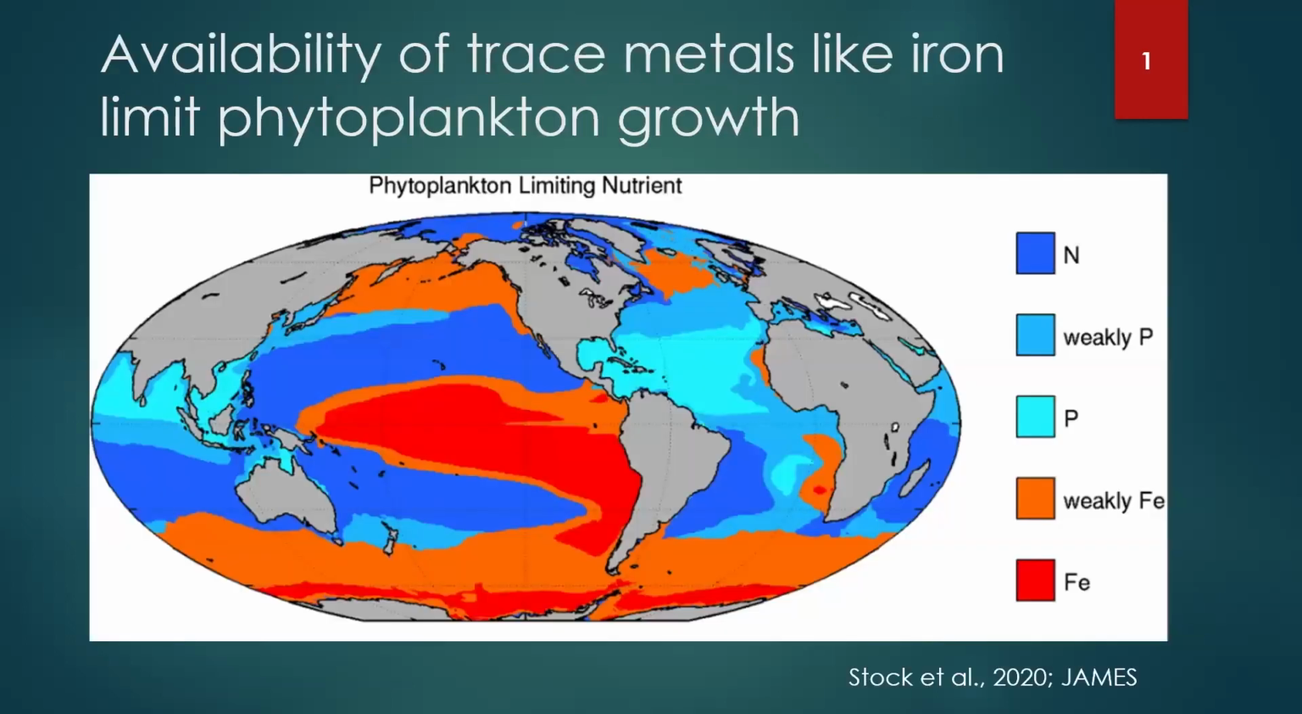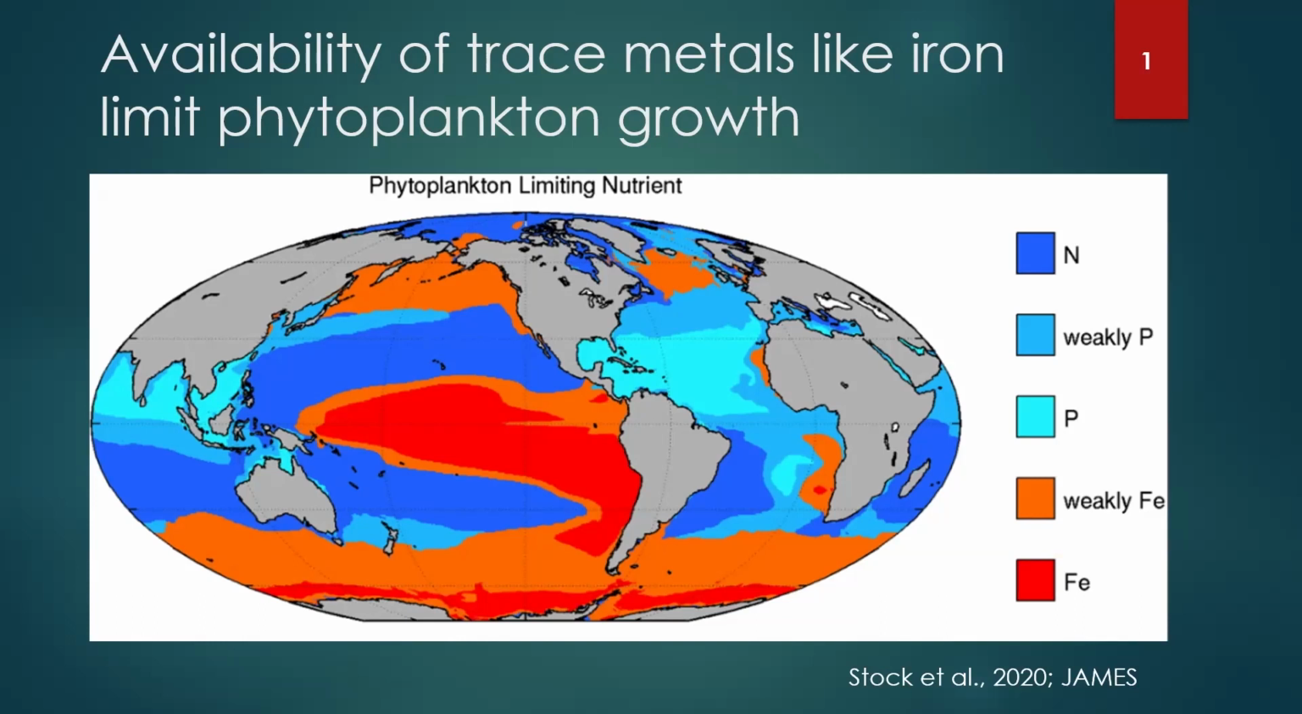So since trace metals like iron are required for life but exist at very low concentrations, iron in particular can limit phytoplankton growth in large areas of the world ocean. And note that this is a model result, so there's lots of different ideas about what is limiting where. This is just one idea, but it does illustrate that the dark red and orange illustrate either strongly or weakly iron limited systems. So this means that the phytoplankton there have enough of everything else they need, nitrate, phosphate, light, whatever else. They just don't have enough iron. So if you add more iron to the system, then that'll increase their growth.